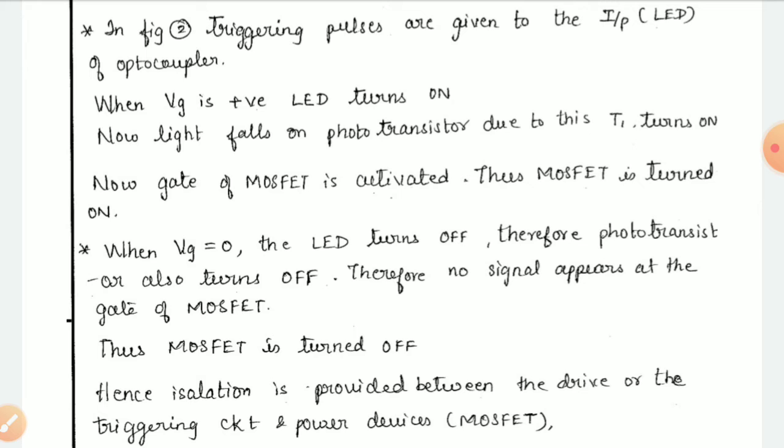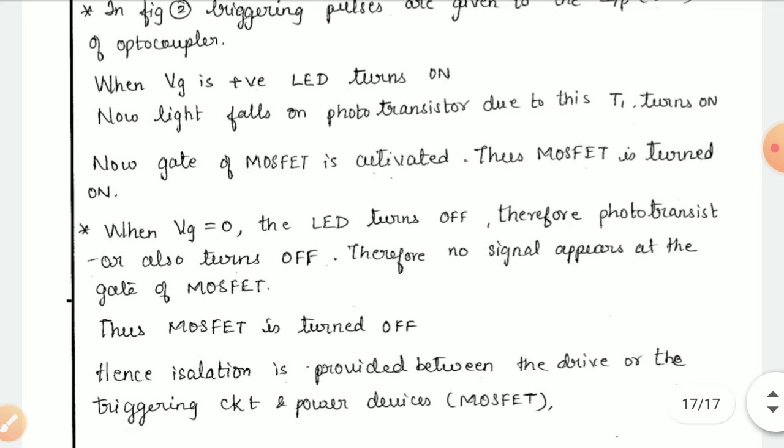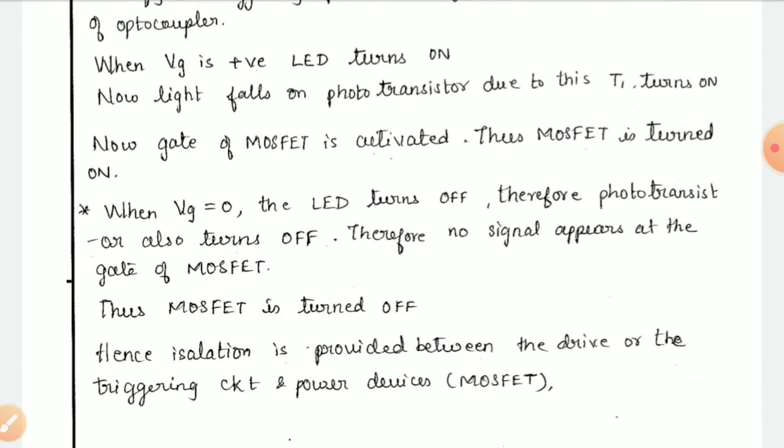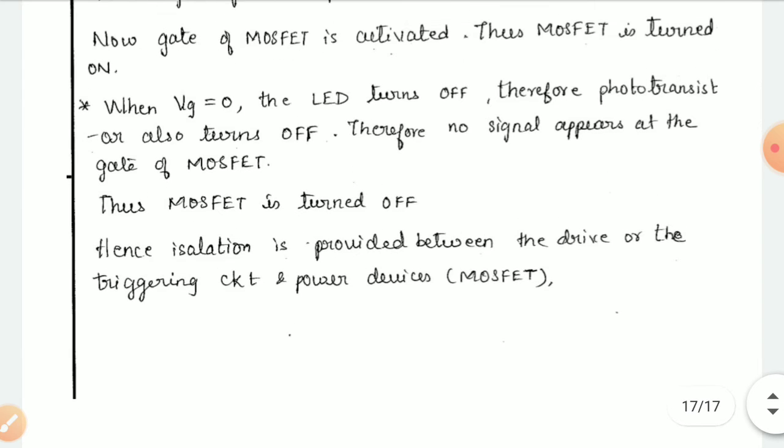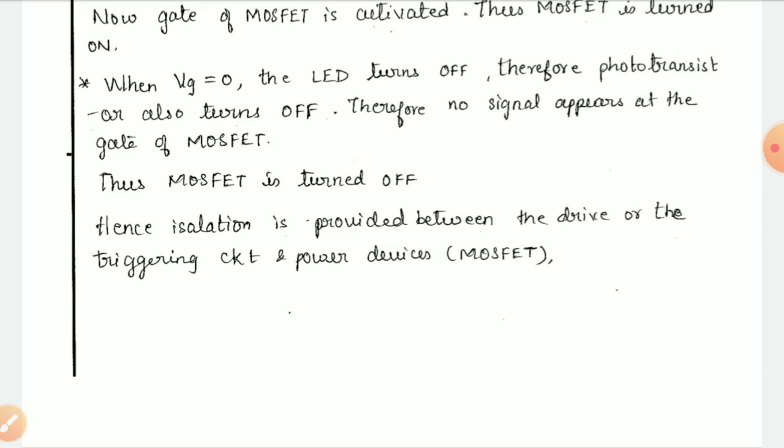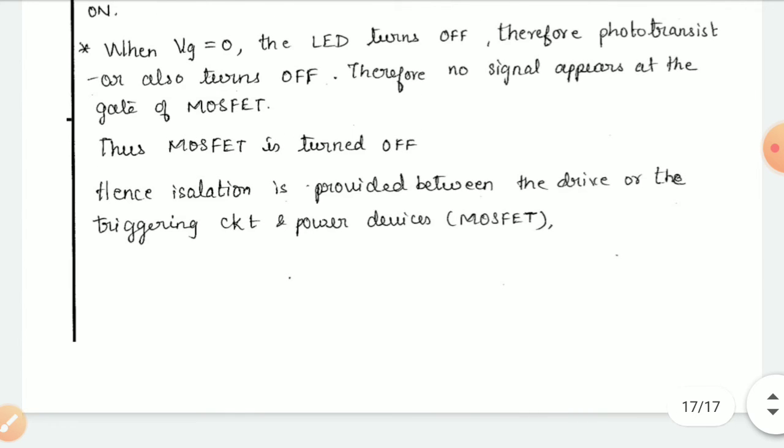So when VG, that means gate voltage, is 0, the LED is off. If the LED is off, there is no phototransistor action. If there is no phototransistor action, there is an absence of gate pulse. So the phototransistor also turns off. Therefore no signal appears at the gate of the MOSFET here. Thus the MOSFET is turned off. Hence the isolation is provided between the drive or trigger circuit and the power MOSFET.